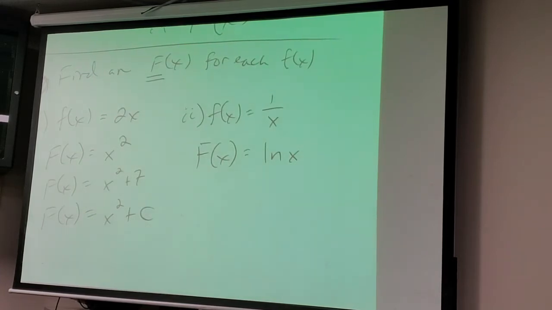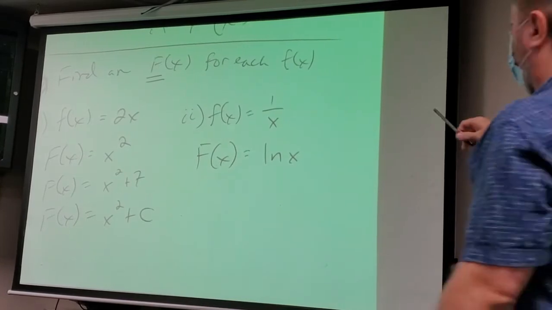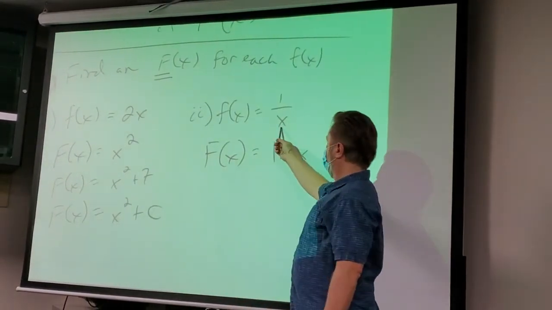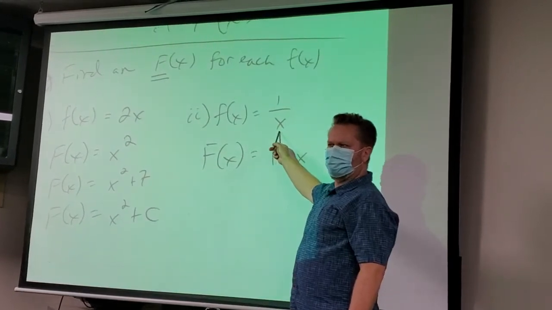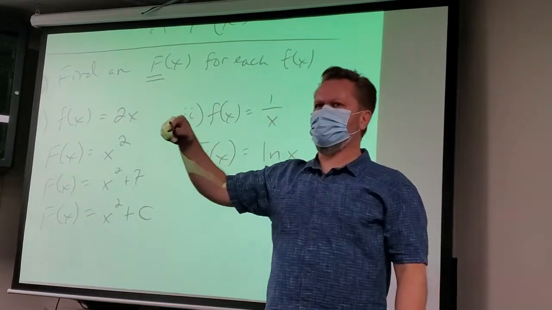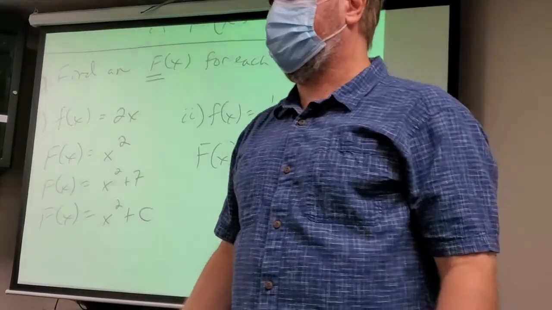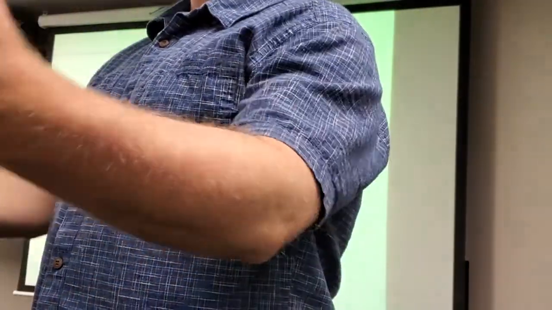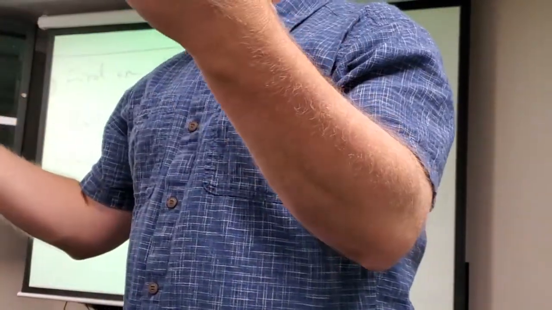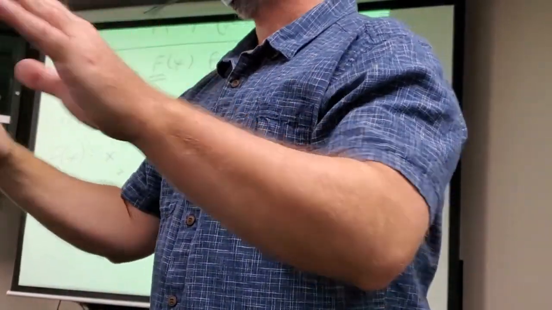There's something a little weird. Can somebody tell me what the domain of this is? Everything but 0. Wouldn't it make sense then that its antiderivative should handle the same inputs for the most part? It would be weird if I could figure out what the slope of big F was somewhere, but big F didn't exist there. Does that make sense? Are you guys kind of with me?